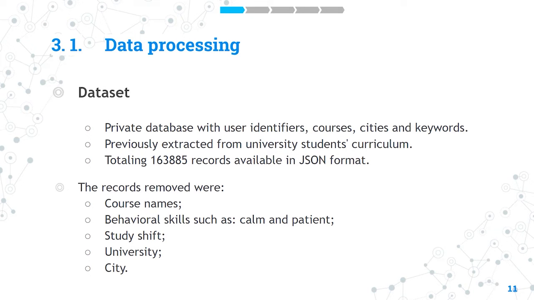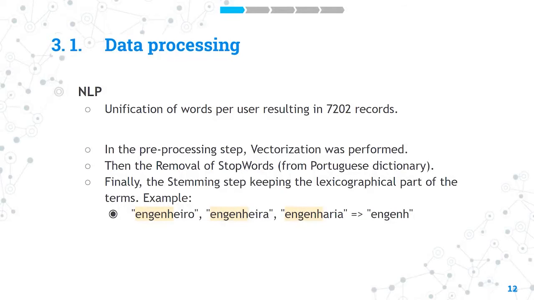So in the data processing step, we have a private database with user identifiers, courses, cities, and keywords, previously extracted from university students' curriculum, totaling 163,885 records available in JSON format. The records removed were course names, behavior skills such as calm and patient, because here we want to focus on hard skills, study shift, university, and city. And in the NLP process, we have the unification of these words per user, resulting in 7,202 records.